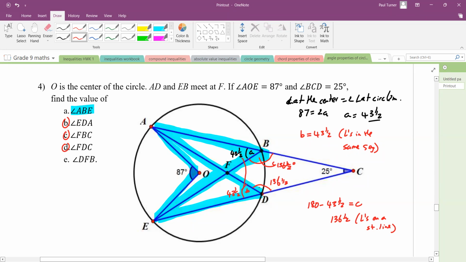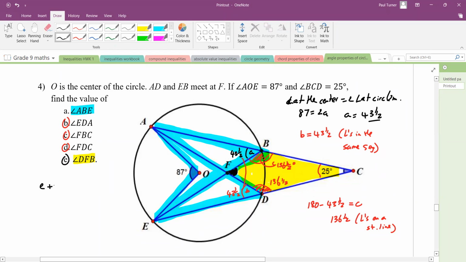So FDC is this angle here. So we've got this angle, and we know that this angle is 25. And you should note here you have a quadrilateral. Okay, so that means that we can find the last answer, DFB, which is this angle in here. Okay, so we need to find this angle here. So let's do that here. So let's call that E.